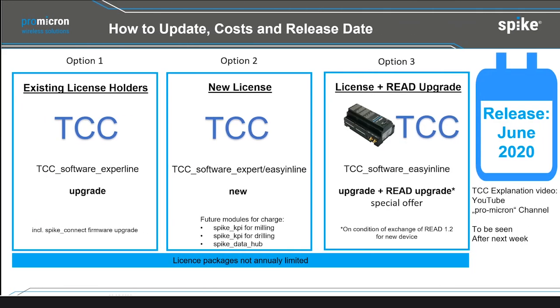So which options are now available? If you want to have the Tool Control Center software now, there are three options. Existing license holders, so customers who already have Spike, but the old software version, and they want to use the new functions which help in time saving and cost saving, you can upgrade it directly for a normal price. It's an upgrade then, and it's cheaper because you already have the Spike system.